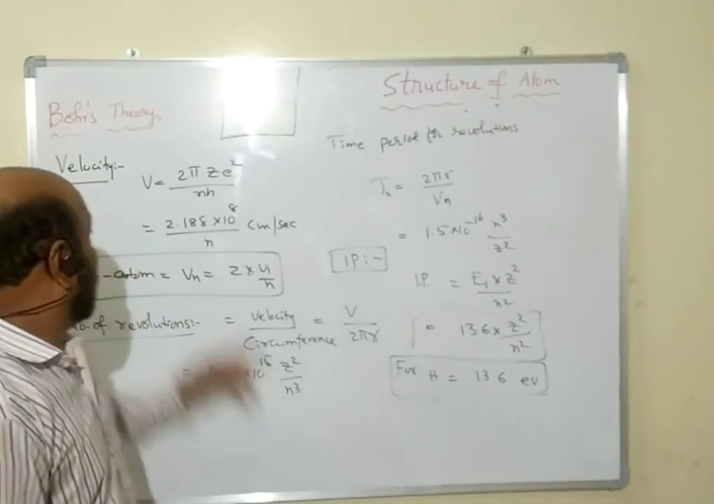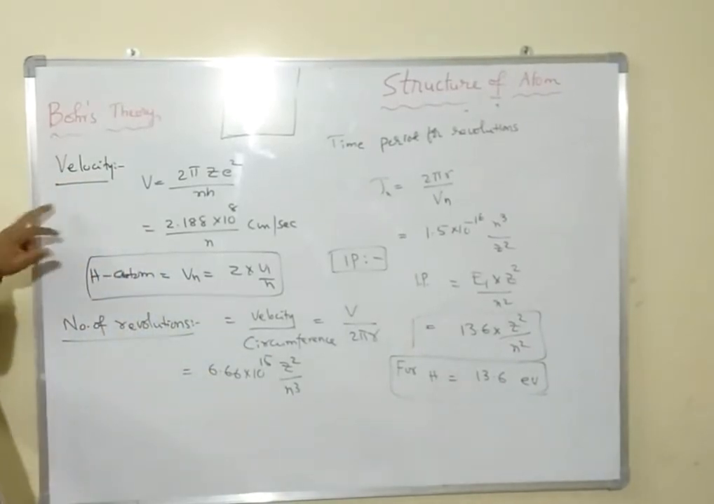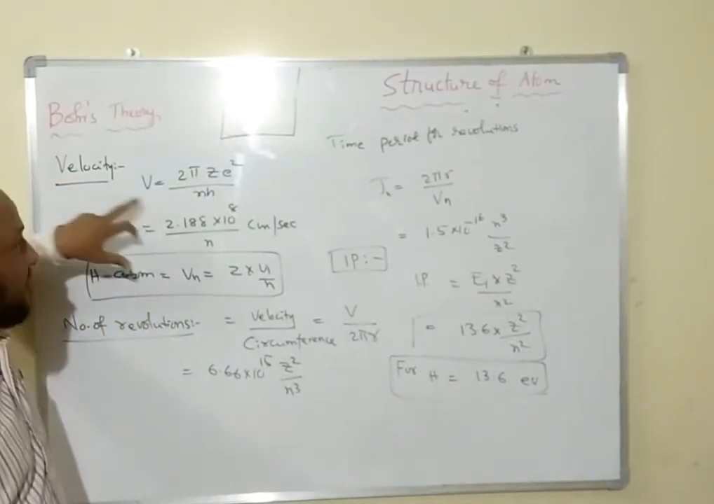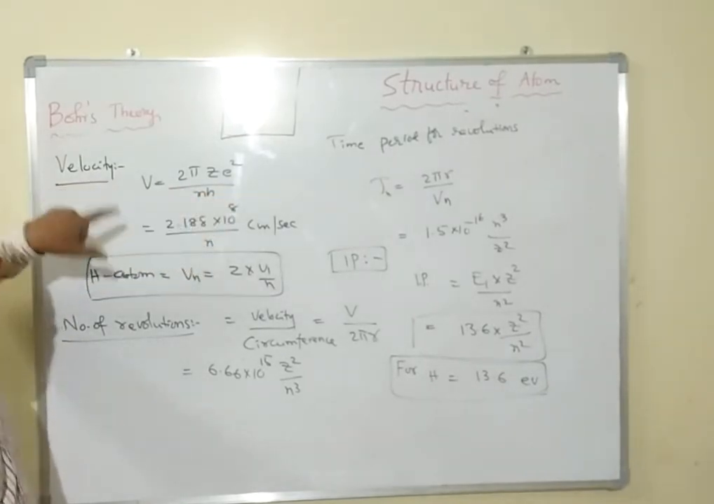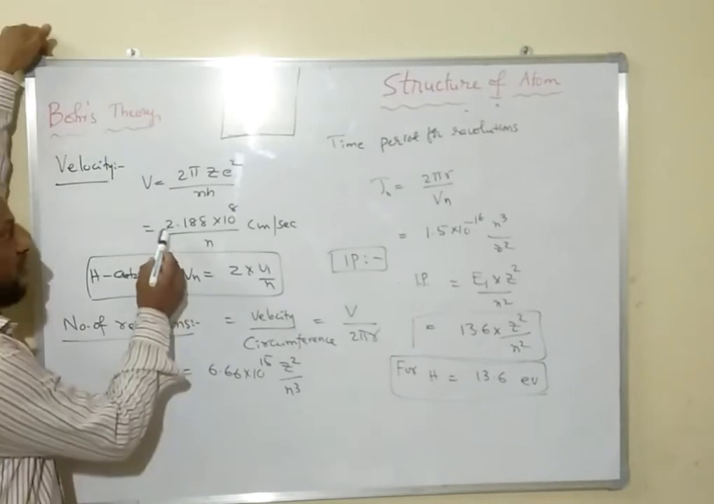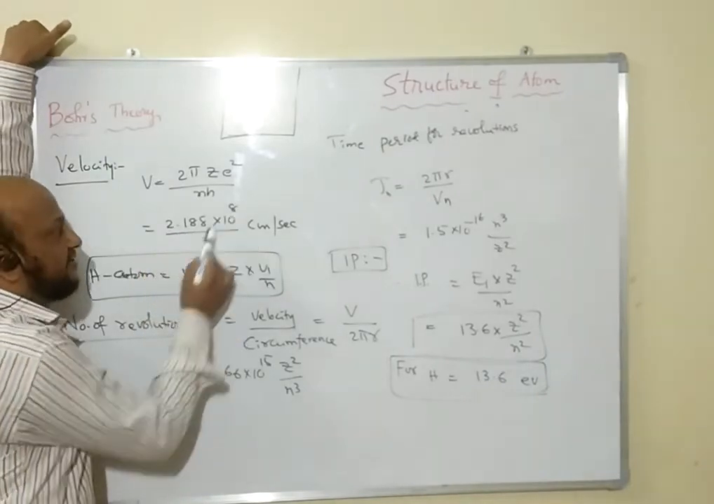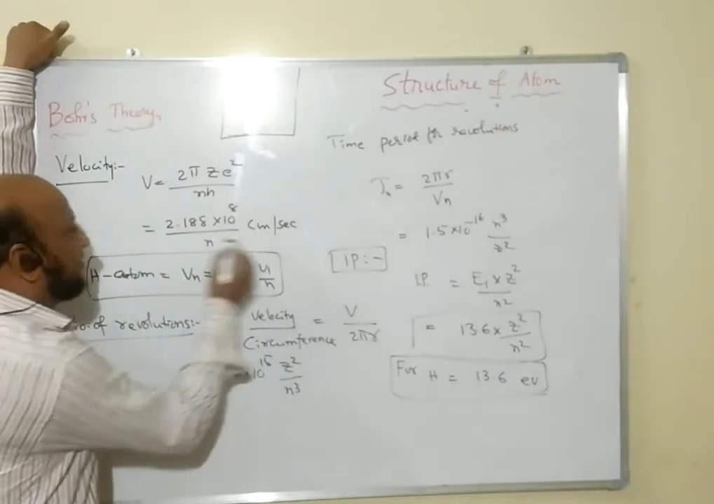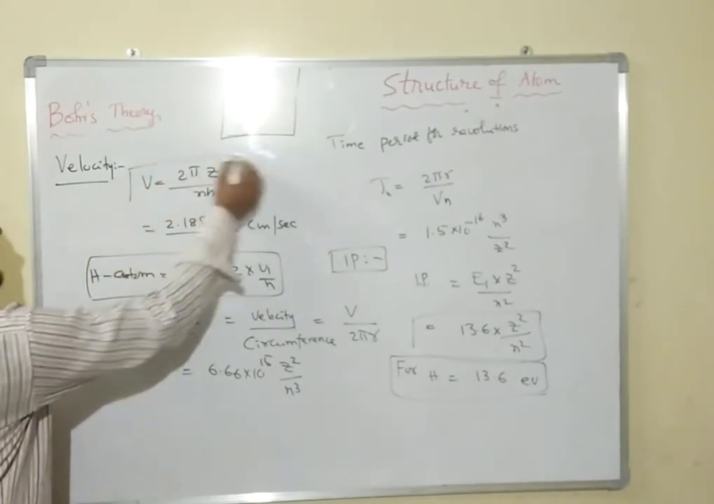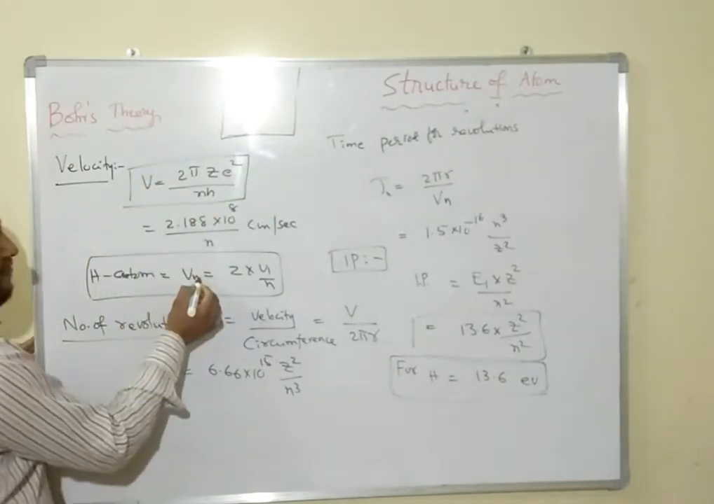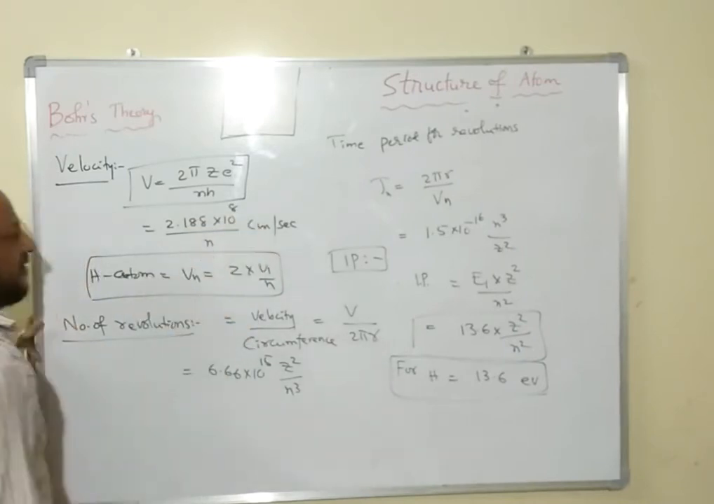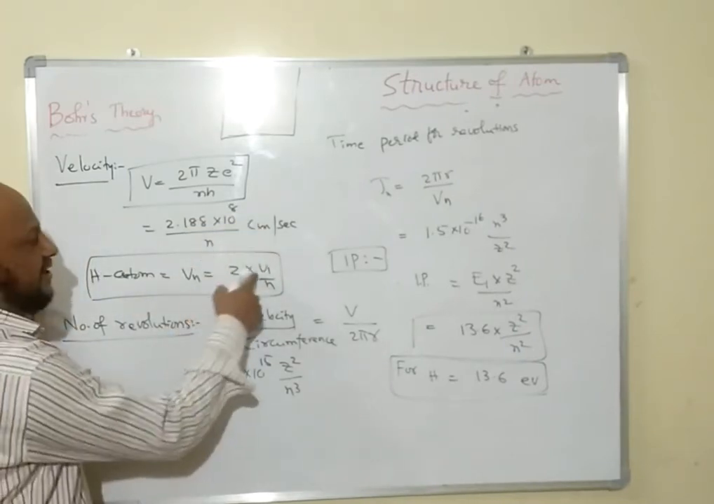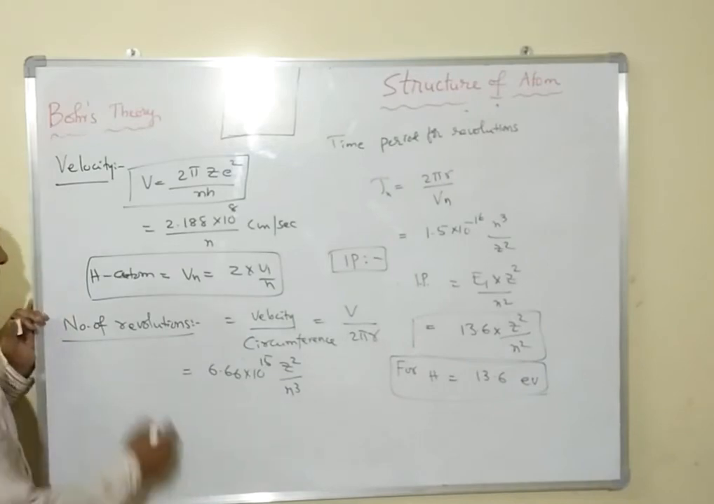Then another property is velocity. Velocity is calculated by V is equal to 2 pi Z e square by n h. If you substitute the values, we get 2.188 into 10 raised to 8 by n centimeters per second. This is the formula for calculating velocity. For hydrogen atom, Vn is equal to 2.188 into 10 raised to 8 for n equal to 1, or you can also find Z into V1 by n for other atoms.